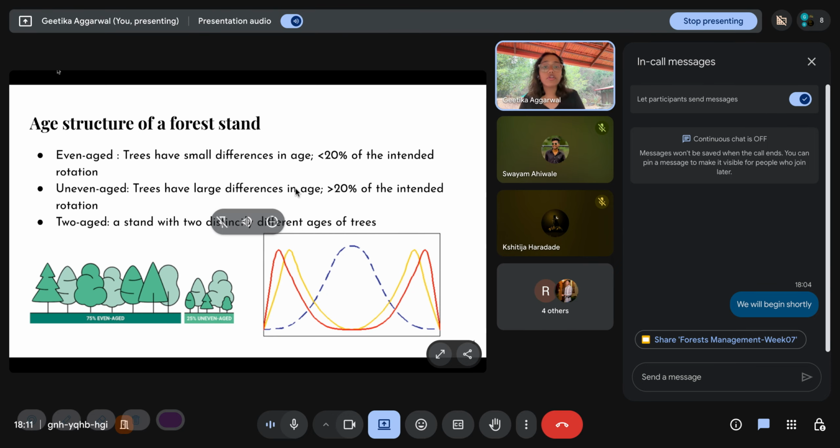So it depends on what you want to do with your forest, which kind of age structure you would want to maintain. If you're trying to maintain your forest, for example, for timber harvesting purposes, you would want to have an even aged forest. If you're trying to maintain it for biodiversity or for increasing the number of animals, birds, and plants, anything that you find in that forest, then you would, I think, more or less want to have an uneven aged forest.